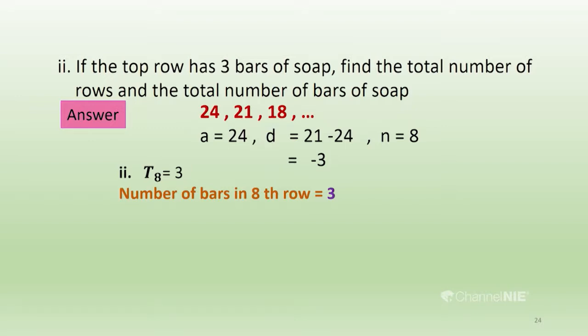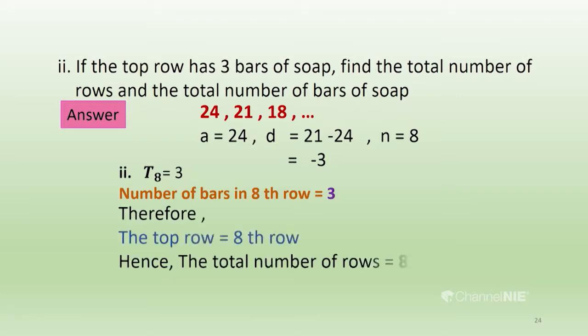Okay, here in this question they mention top row. Top row has 3 bars. Then you tally those two, number of bars in the 8th row and top row. So then you get the conclusion. What's that? Top row means 8th row. Then you can say the total number of rows here is 8. You have to get that conclusion. Okay, there are 8 rows in this stack of bars. Okay. Then we have to find the total number of bars of soap here.